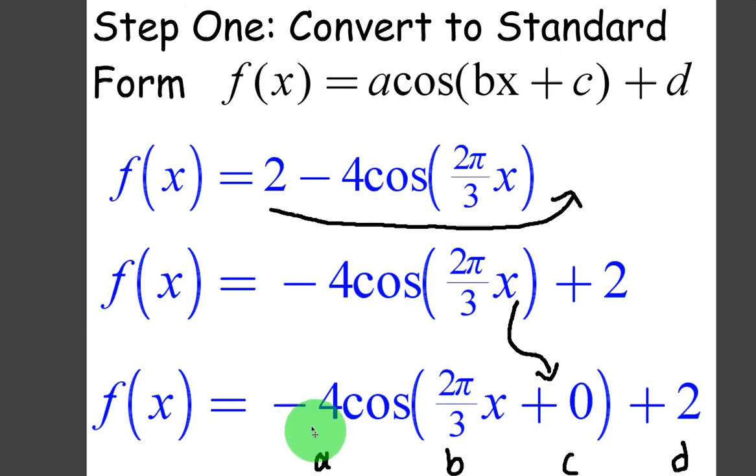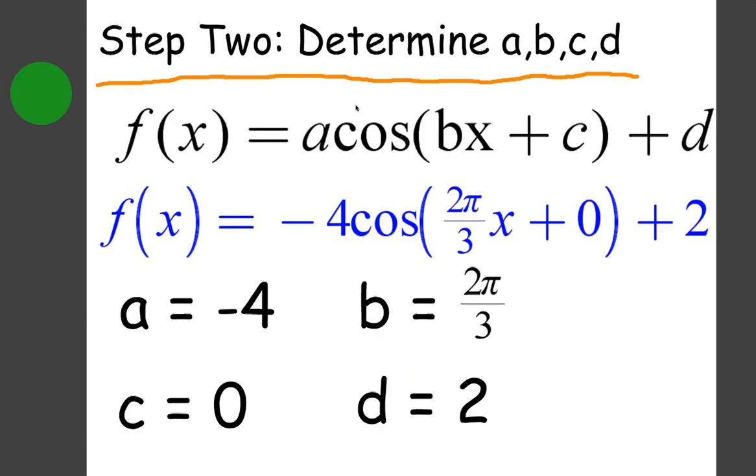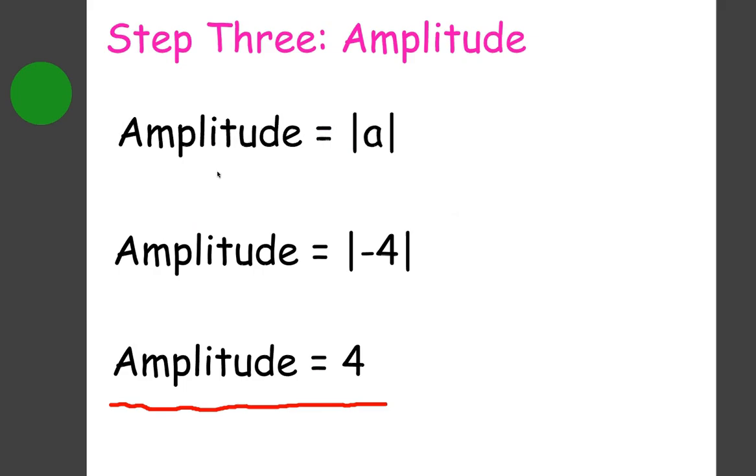Now we can see that a is negative 4, b is 2 pi over 3, the number next to x, c is the plus 0 after x, and then d is 2. You'll always have an a, b, c, and d, even if you have to fill it in. So it leads us to step 2, which is to determine a, b, c, and d, which is what I just went over. I will go ahead and allude to the fact that your frequency will be your b value. Okay, frequency is the b value, so that's why I'm not going to do a separate lesson on it, because it's just so simple. But I will talk about what that means.